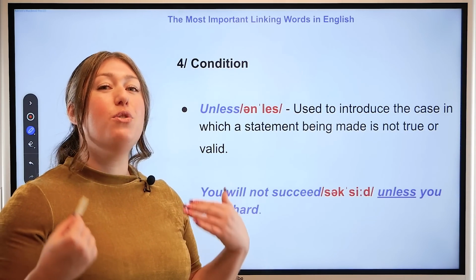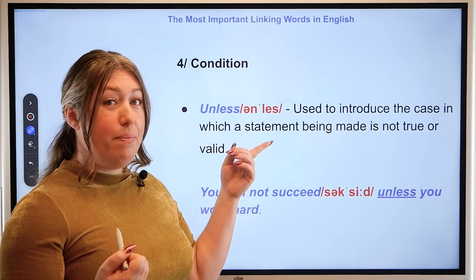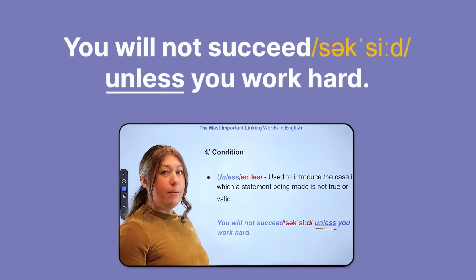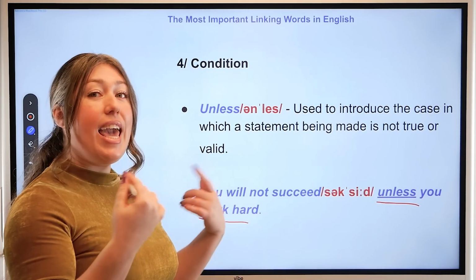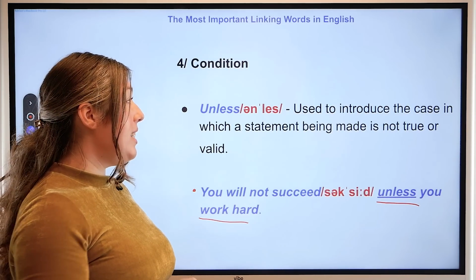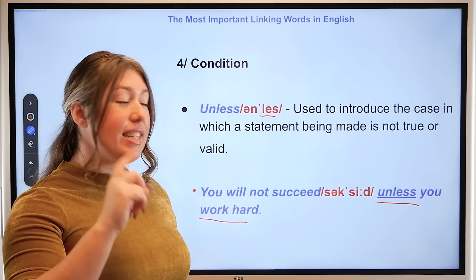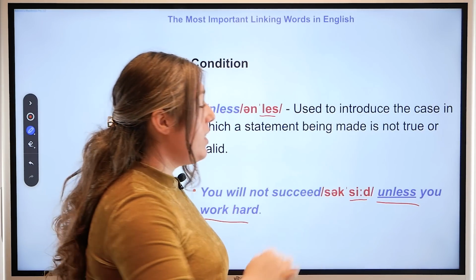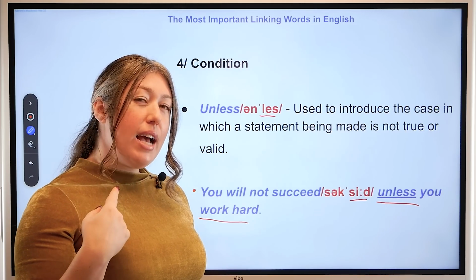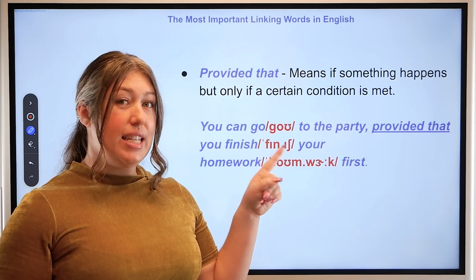Our next linking word of condition is unless. And unless is used to introduce a case that makes the previous statement untrue or invalid. For example, you will not succeed unless you work hard. So you work hard is the case that's being introduced that would make this sentence untrue. And let's look at pronunciation. We have a stress on the second syllable in unless. Unless. And succeed, we have a stress on the second syllable. Succeed. The vowel sound in the U is a bit soft. Succeed.